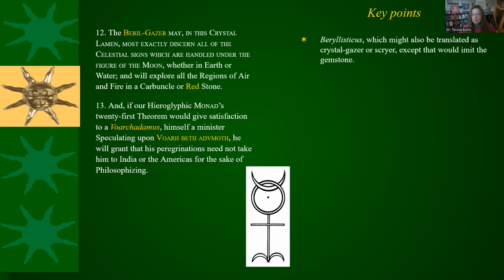The Latin word here is barrelisticus, and we could have translated this as a crystal gazer or a scryer, but if we did that, we'd lose the gemstone, and a barrel gazer and its connection to red is going to be important in a minute here.